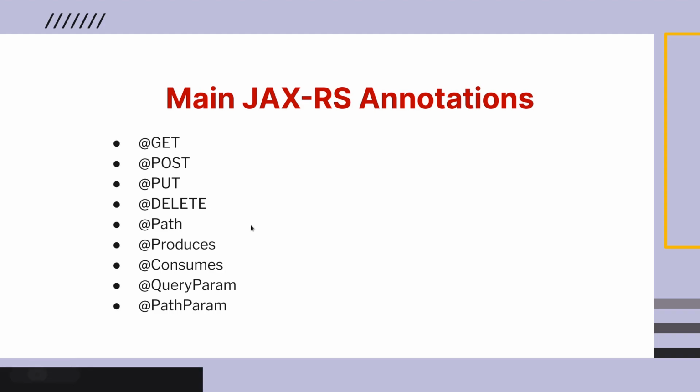JAX-RS provides us with annotations to create RESTful APIs. Some of the main JAX-RS annotations are GET, POST, PUT, DELETE. These are the HTTP verbs. GET is used when we want to fetch something, POST when we want to send something to the server and eventually save it to the database. Then there is PUT if we want to update something. Then there's DELETE if we want to delete some resource. Then there is Path, Produces, Consumes, and then QueryParam and PathParam. So now let's jump to the terminal and let's see how we can use these.